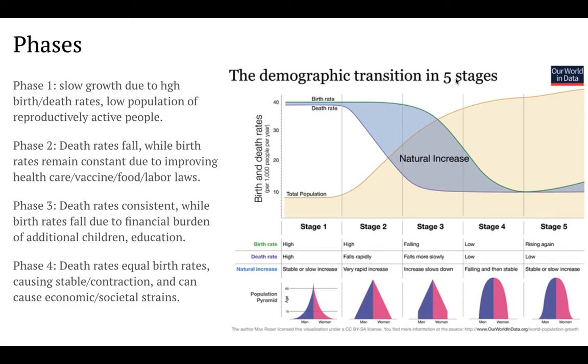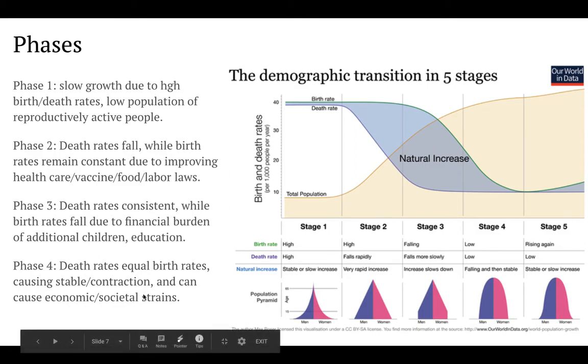And then finally, we reach phase 4, where death rates equal birth rates, which cause a stable or contraction of the population, which can cause economic and some societal strains as a result. It's really where we see the plateauing off. We reach our carrying capacity.